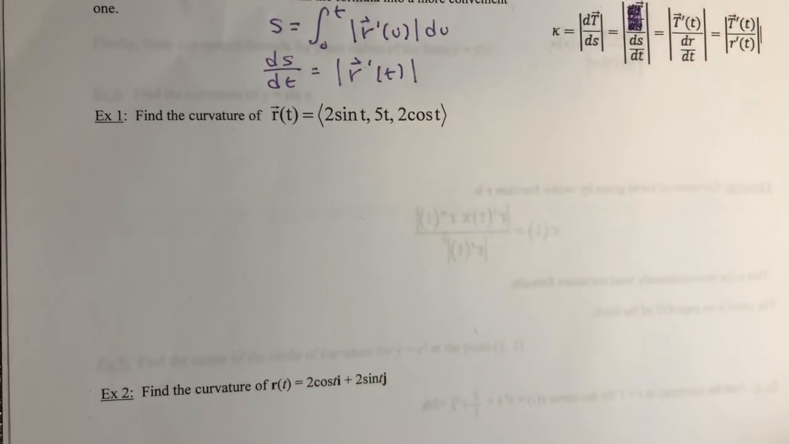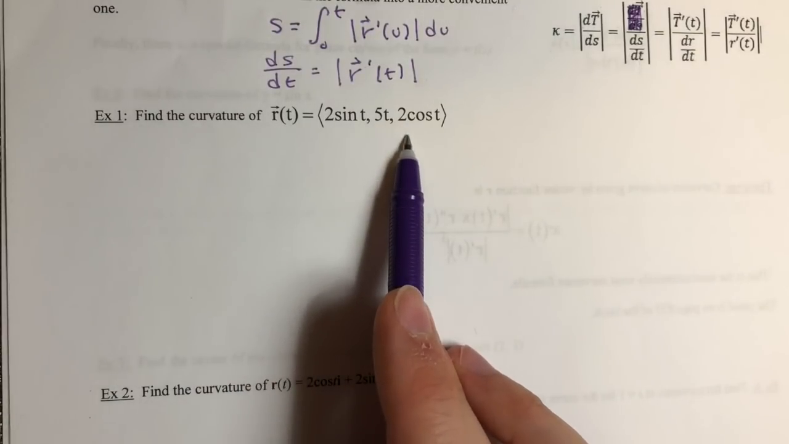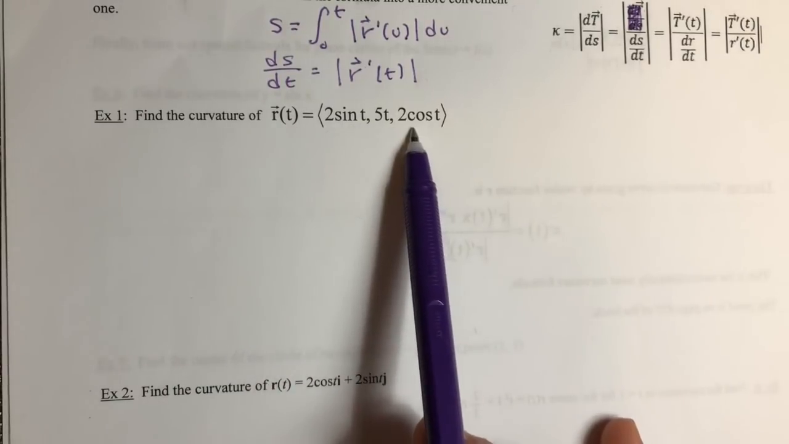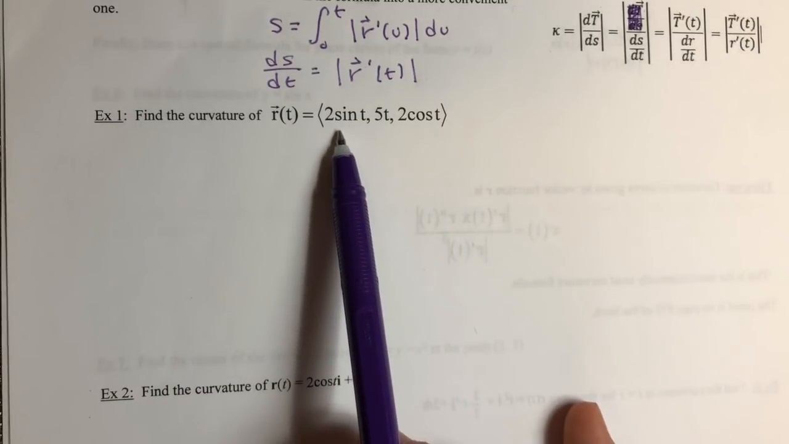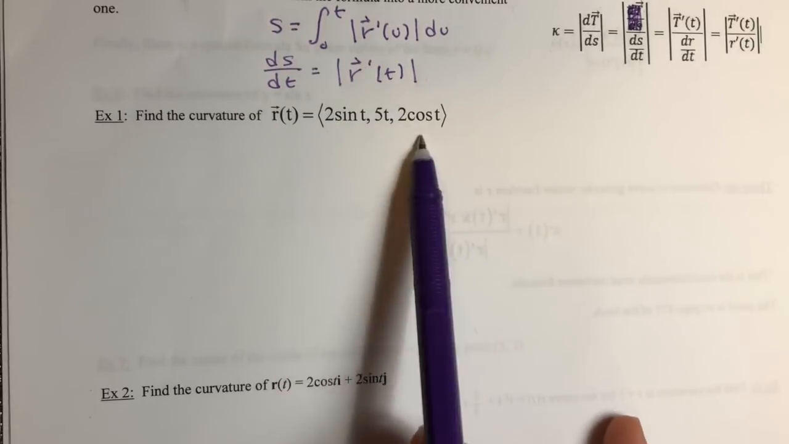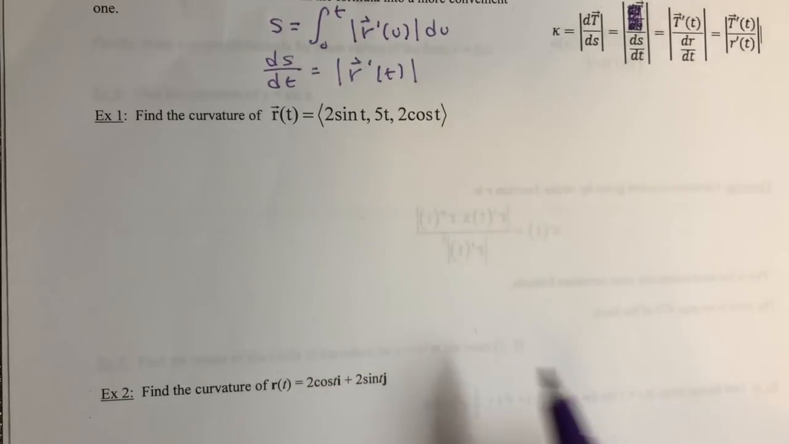Example 1 says, find the curvature of this vector function, 2 sine t, 5t, 2 cosine t. And hopefully you're starting to recognize that as a helix, okay? We can think about it in the xz plane. We're going to get some kind of circle. So it's going to be a helix with the y-axis as its center. If you just want to make a note of that.